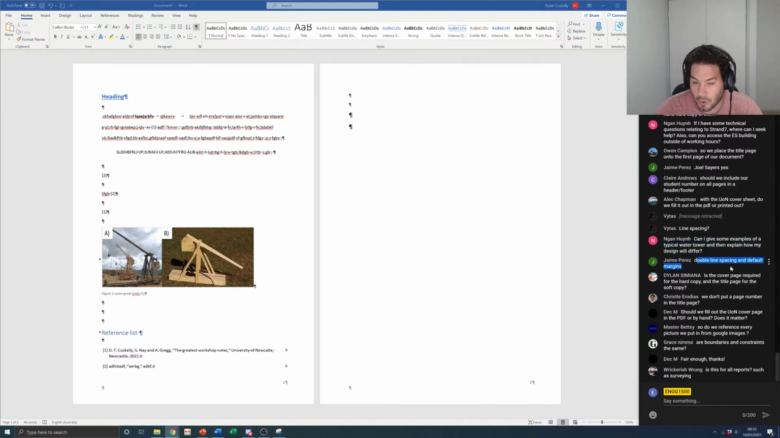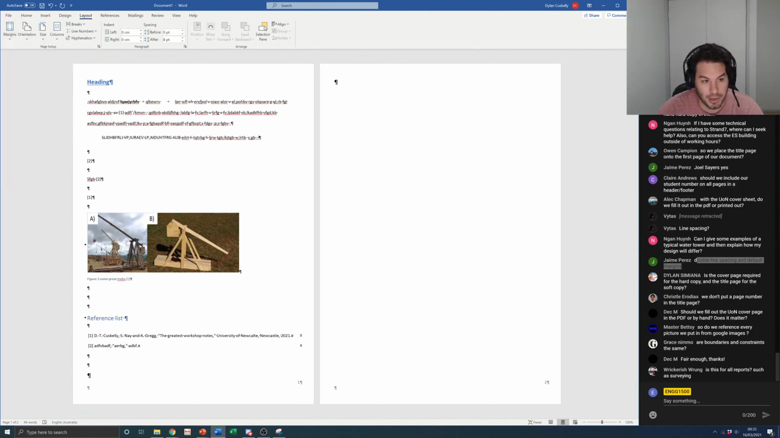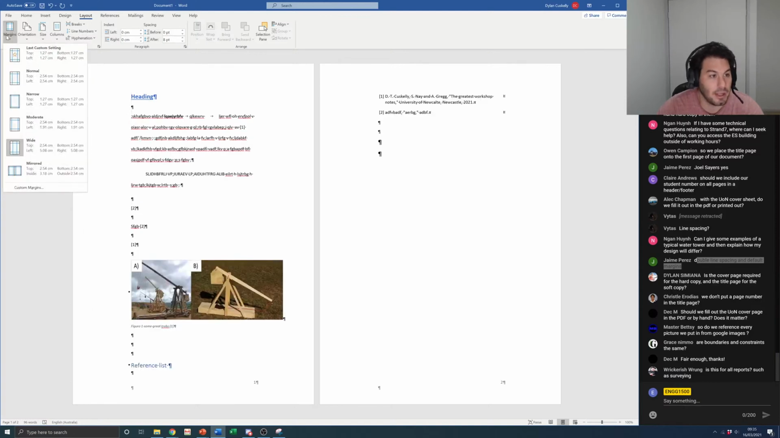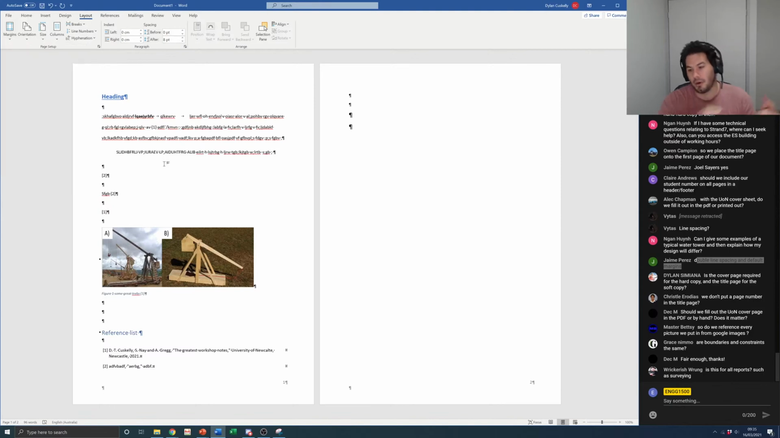Double line spacing, default margins. Yeah, so if you want to change your margins, layout, margin, and then you can go narrow, for example, and it'll squeeze everything up, or wide and it'll squash everything down. Leave them the way they were. Leave them on normal, all right? We will talk about margins in a future report. You don't need to touch them now.